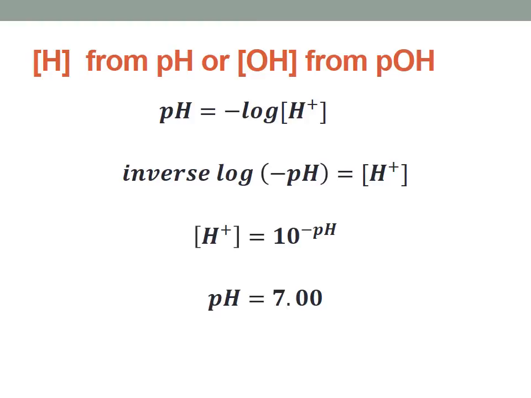Let's take an example. So if my pH is 7.00, notice I have two decimal places in my log number. So I'm finding the anti-log of this number. So that tells me my answer must have two significant figures. So to find the hydrogen ion concentration, 10 will be raised to the negative 7.00. And that gives us a hydrogen ion concentration of 1.0 by 10 to the negative 7.